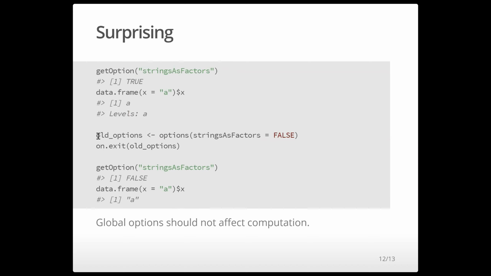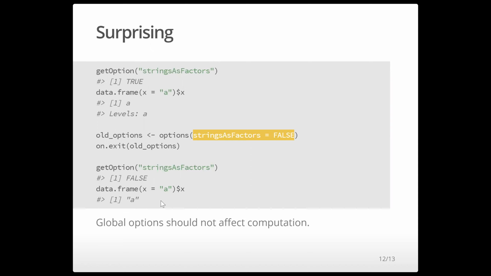But now, if we change options to be strings as factors equals false, if we call the exact same function, if we call data.frame, and we do exactly the same thing, so this is exactly this, now we don't get a factor, what we get is a string. So that is a poor design of data.frame function. That's why we always need to, or very often we need to, type strings as factors equals false when we create a data frame or when we read a file with the function read.csv.